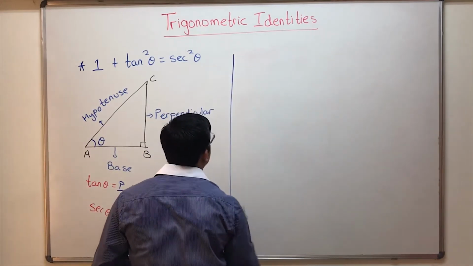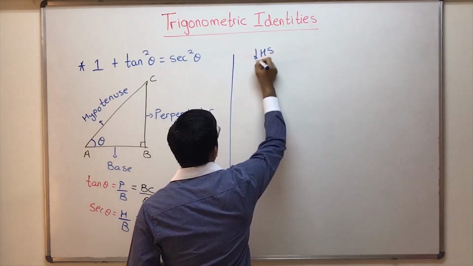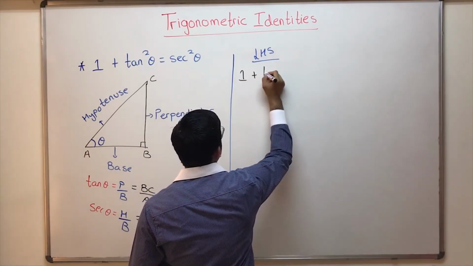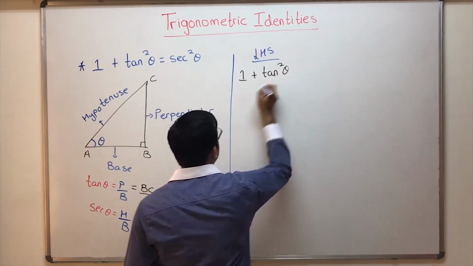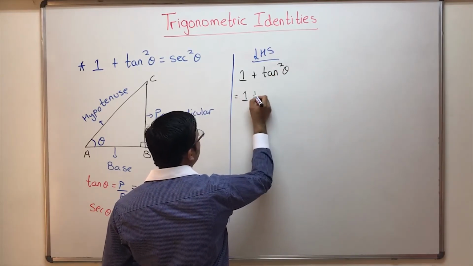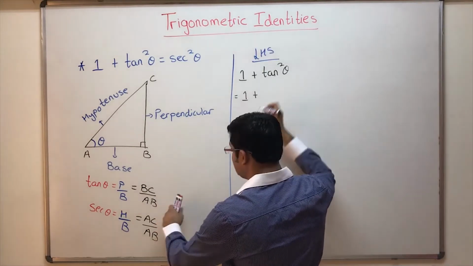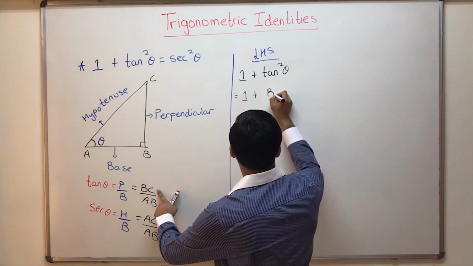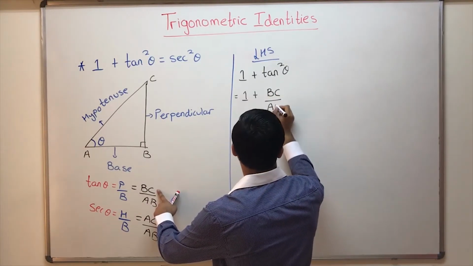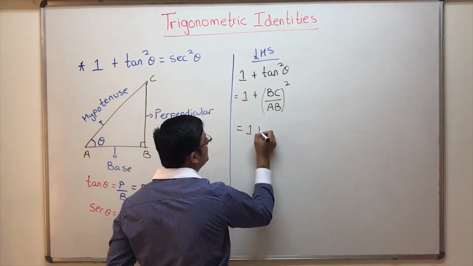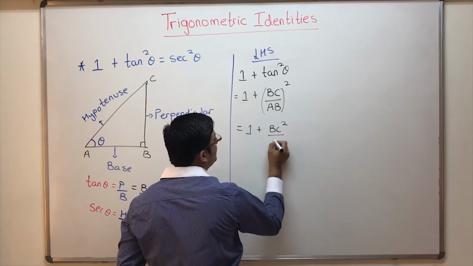So give the heading LHS. So in the LHS we have 1 plus tan square theta. So let's plug in the values. So this is 1 plus tan square theta means tan theta the whole square. What is tan theta? BC by AB. So tan theta is BC by AB the whole square. So let's simplify this. So 1 plus BC square by AB square.